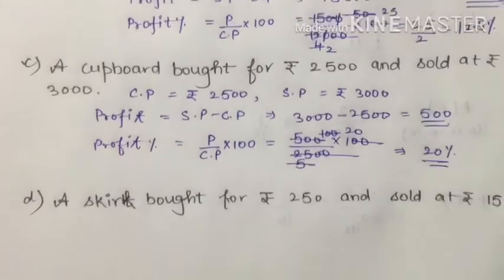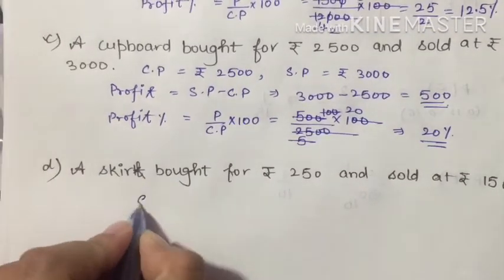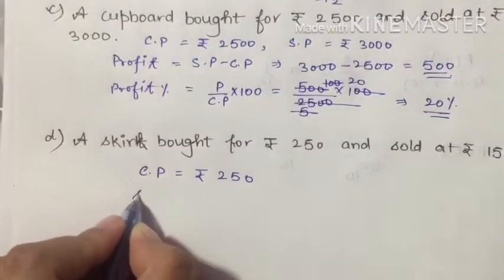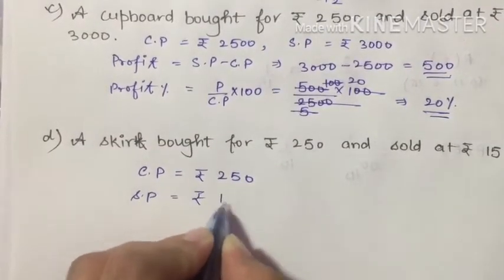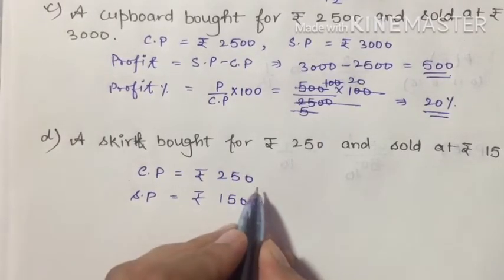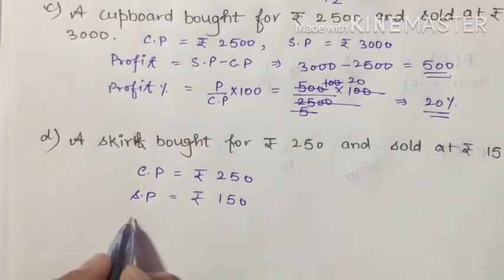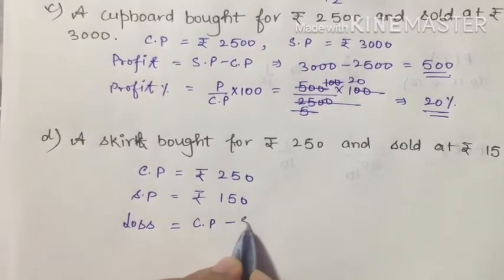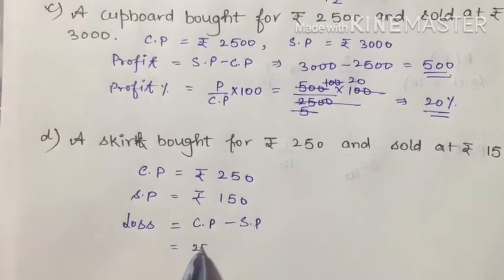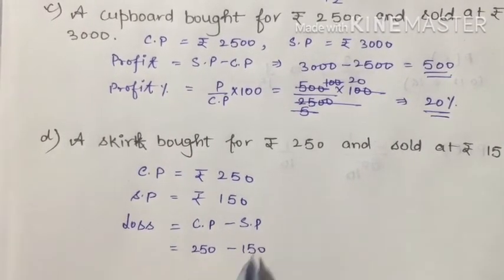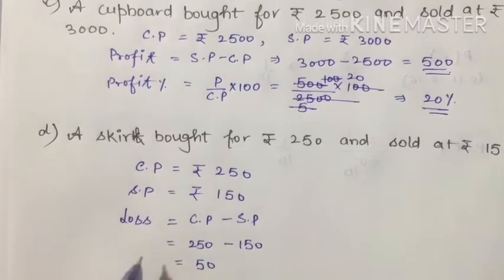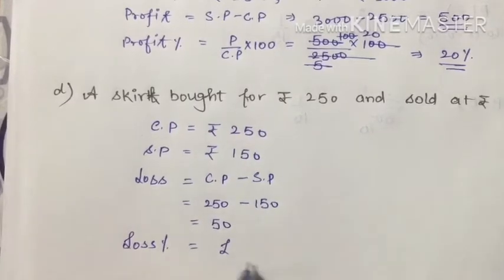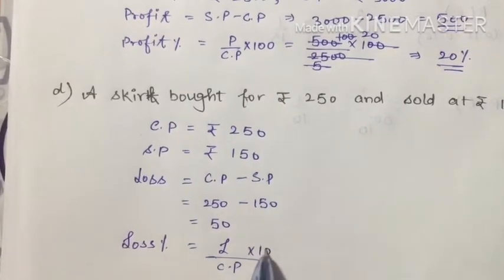Now a skirt bought for rupees 250. CP of skirt is rupees 250. I have sold it for rupees 150. See, I have purchased for more but sold for less. I am getting a loss here. For loss the formula changes: CP minus SP. My CP is 250 and my SP is 150. I am getting rupees 100 loss. But I have to find the loss percentage here. The formula is loss divided by CP multiplied by 100.